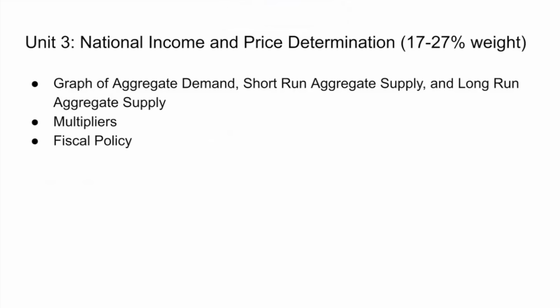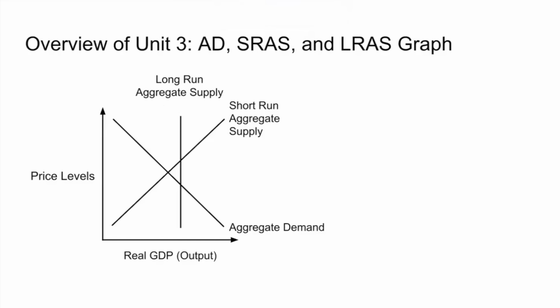Unit 3 will be on national income and price determination. So most of Unit 3 is based on this graph. If you understand this graph, you already understand about 80% of this unit. So we have price levels on the y-axis and real GDP or output on the x-axis. And keep in mind that price levels in this case mean the general price level in the economy. And it could be measured by something like the inflation rate or CPI, but this is not the price level of a single good.